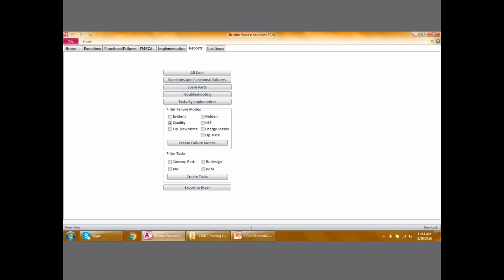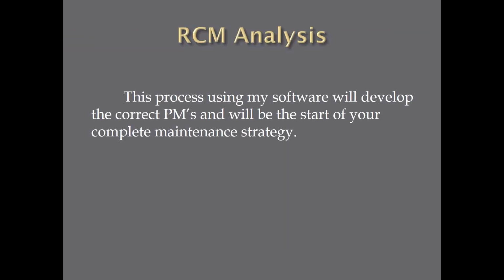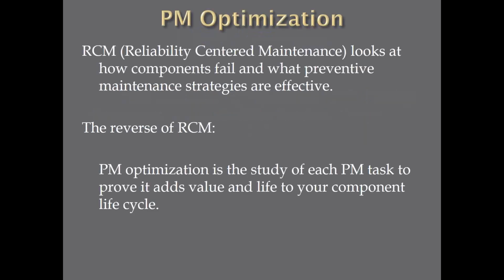Now we know how effective the airline industry is. The nuclear industry uses it. We know how effective maintenance is in the nuclear industry. They don't have failures. So again, a process you need to consider. So this process using my software will develop the correct PMs and will be the start of your complete maintenance strategy. So again, one of the methods to help develop PMs.